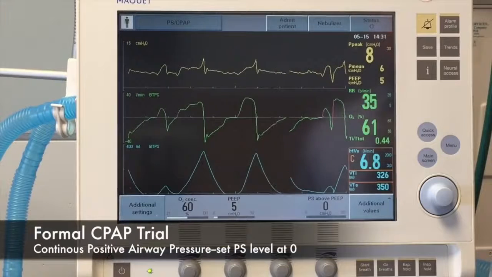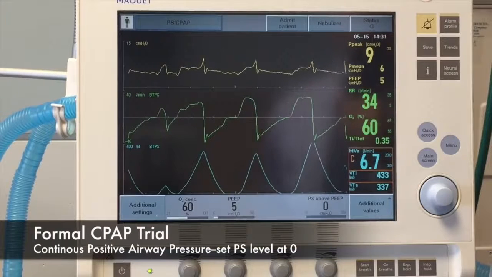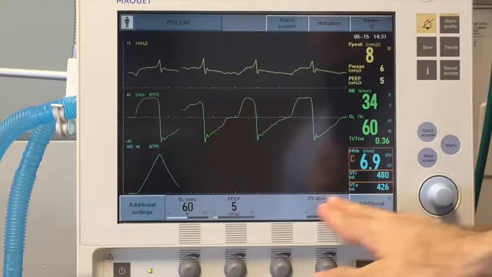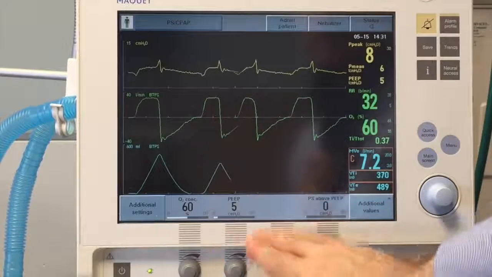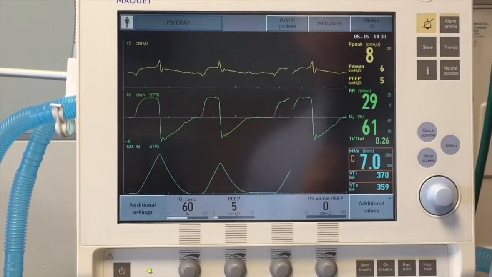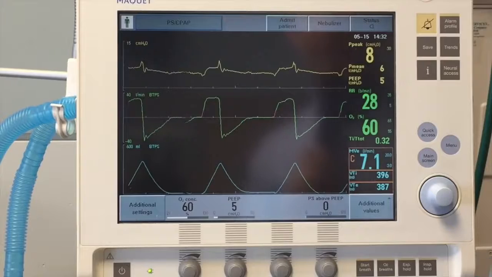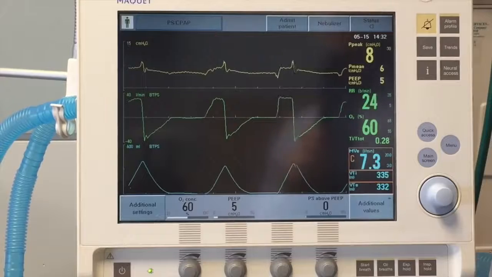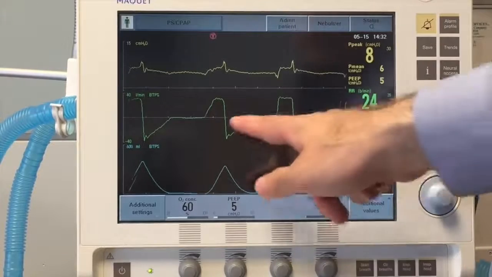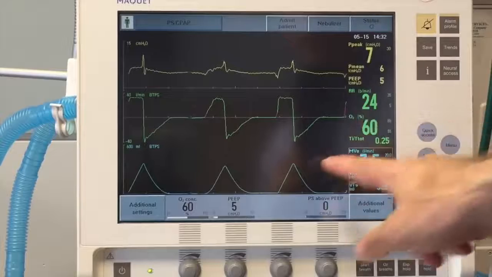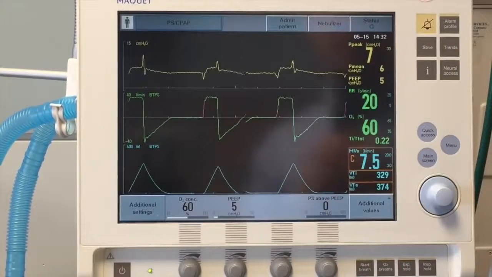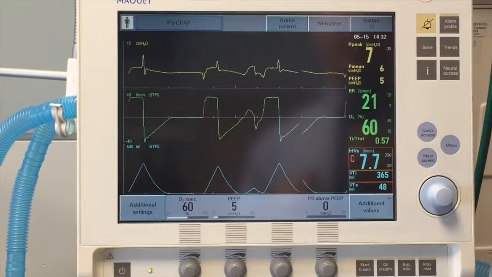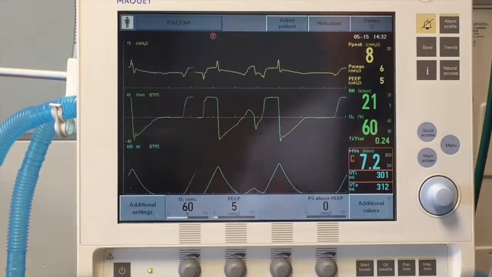In this particular ventilator, if we wish to do a formal CPAP trial, as you can see here, you set the pressure support to 0 and you keep the PEEP level what you would like. The patient can take breaths at whatever rate they wish. The demand valve is open, and as you can see, the ventilator is doing its best to keep the pressure at the mouth opening at 5 centimeters of water. You can see that there is flow going into and out of the patient, and tidal volumes are being generated, but they're not being generated at a particular tidal volume, nor is a particular pressure set above the PEEP level.